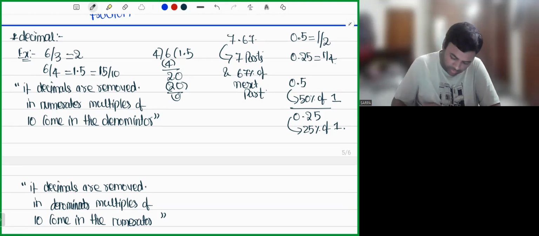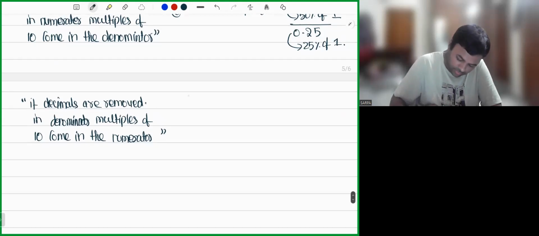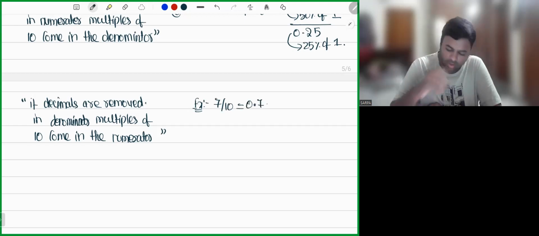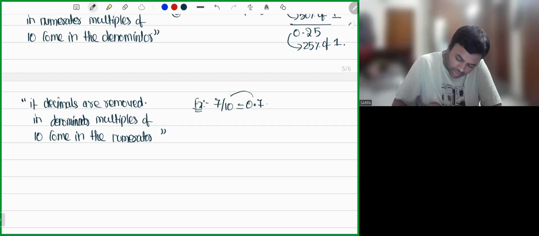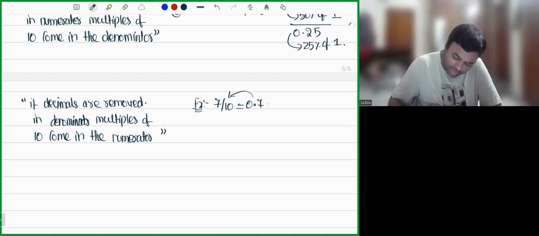Now, like, for example, I'm having something like this: 7 by 10. What will be 7 by 10 if you do it in the calculator? It will be 0.7. Now 0.7, if I want to write it back in terms of fractions, you will remove the point and bring 10 in the denominator. Like I'm having 8 by 100. How will you write it? As 0.08.